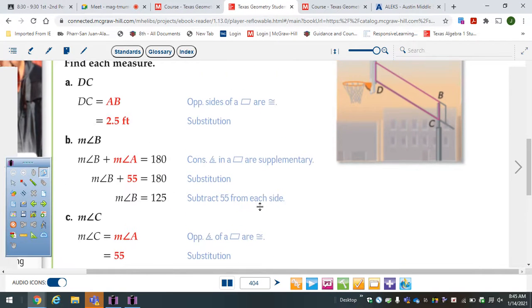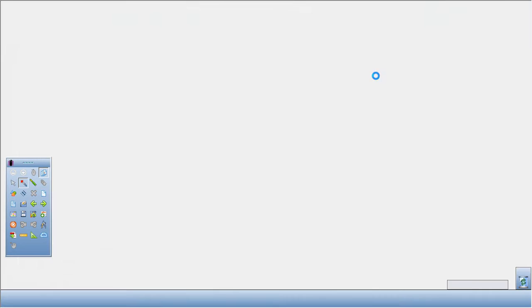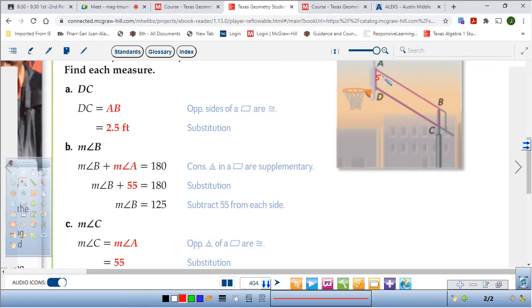Find the measurement angle C. Okay. So remember, angle A is 55. So this one here is 55. And the opposite angle from A is angle C. It's also 55. So there's that one. Going once, going twice, pretty easy, right?